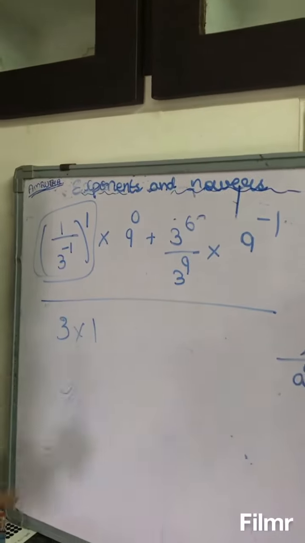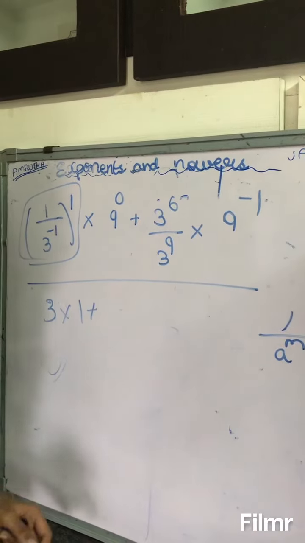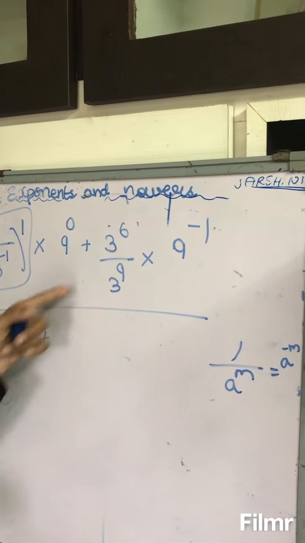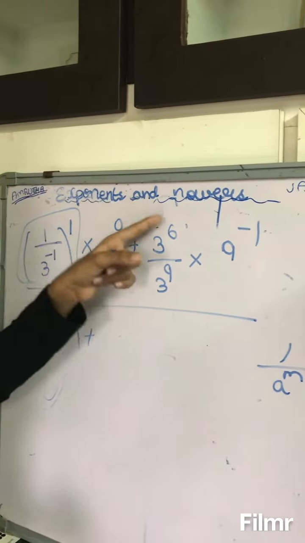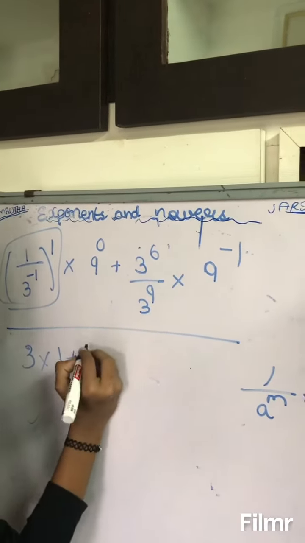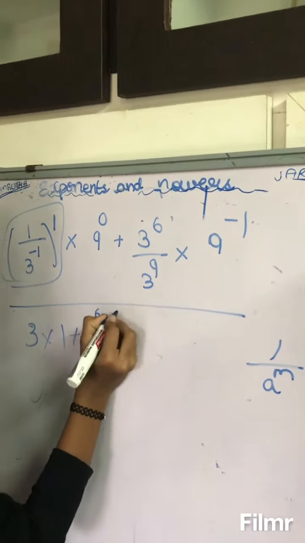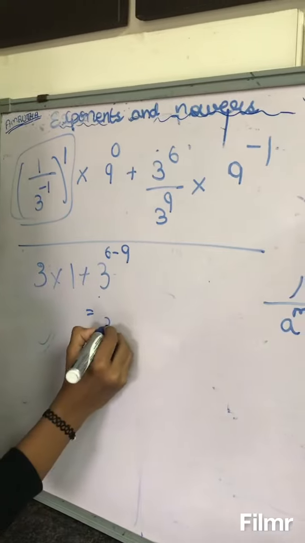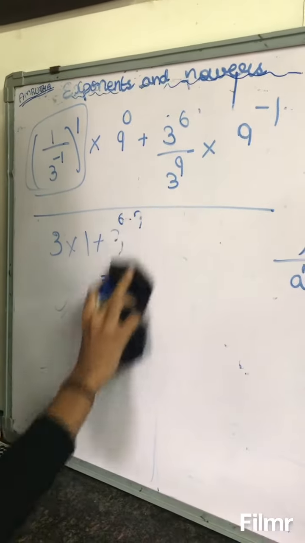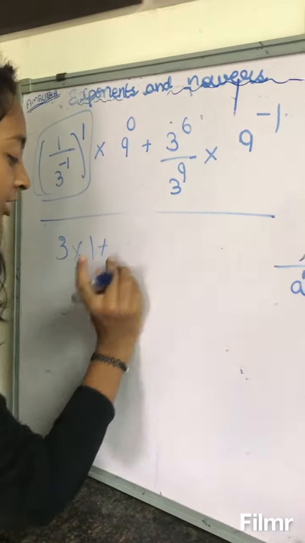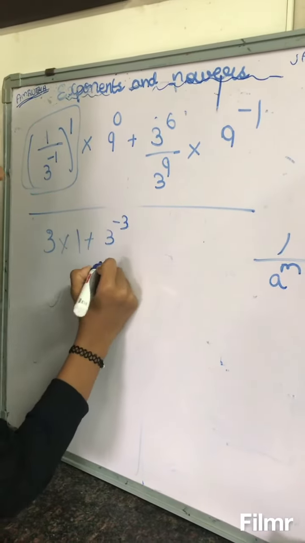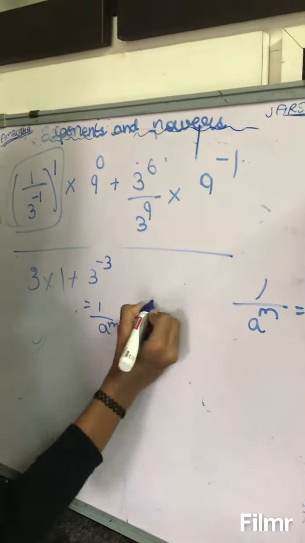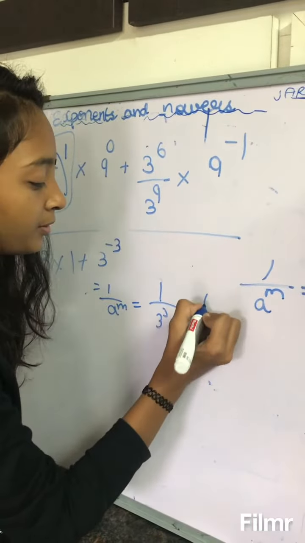So 3 into 1 plus. We learned another formula that a to the power of m divided by a to the power of n is equal to a to the power of m minus n. That is also equal to 3 to the power of 6 minus 9, which equals 3 to the power of minus 3. That can also be written as a to the power of minus m, so 1 by a power m, that is equal to 1 by 3 cube. 3 cube is 27.